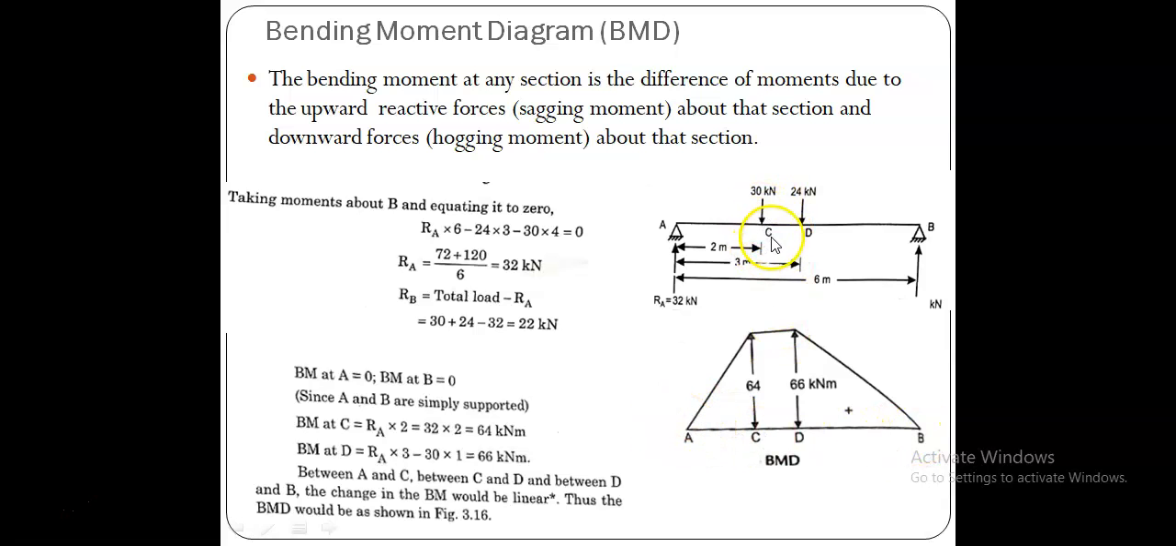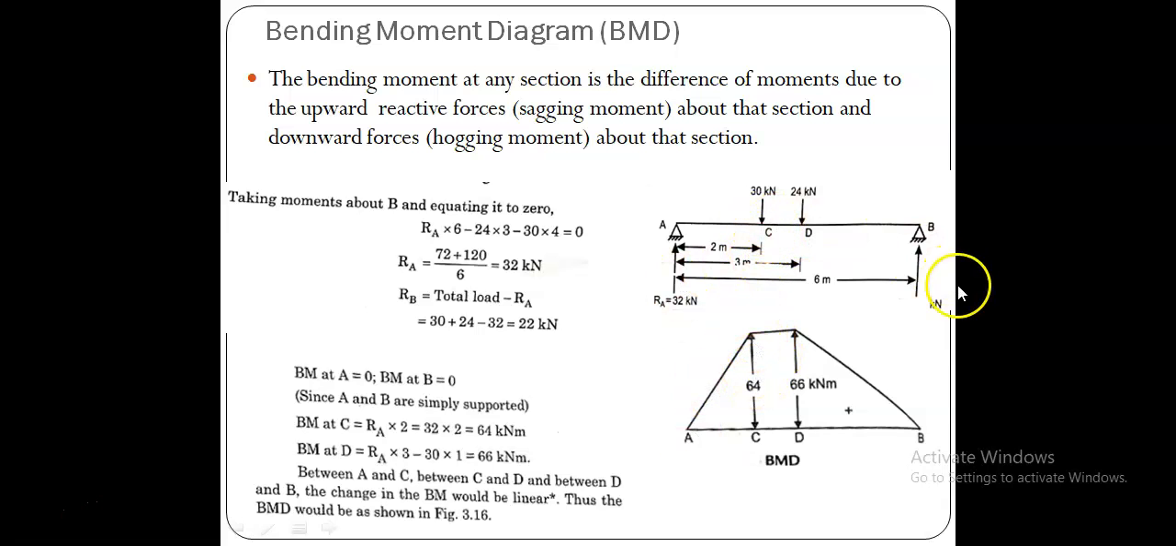At C there is only the positive moment. I find the bending moment at C by making the algebraic sum of all moments on the left side. Therefore there is only one moment, 32 into 2. It is the upward reactive force into 2. It is producing sagging, positive 32 into 2, 64 kilonewton meter.